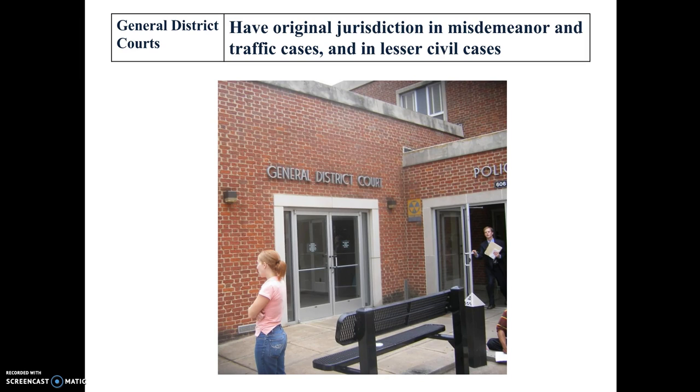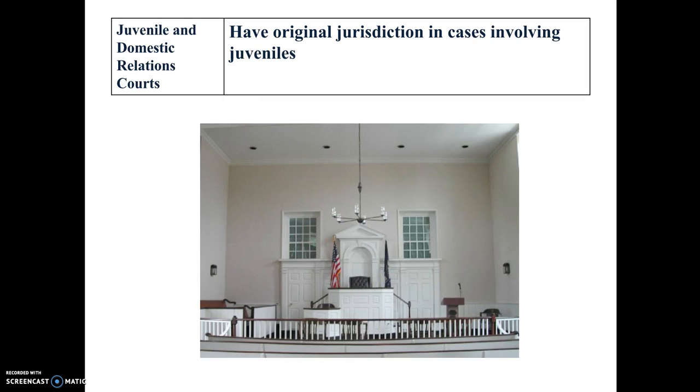And then underneath that is a level of court called the General District Court, which is responsible for trying cases that involve either misdemeanors or, in many cases, traffic violation cases, and are also involved in lesser civil cases. And then a special court is the Juvenile and Domestic Relations Court, and this is a branch of the court system that takes care of cases involving people who are under 18, juveniles, and domestic relations. So things like custody and that sort of stuff.